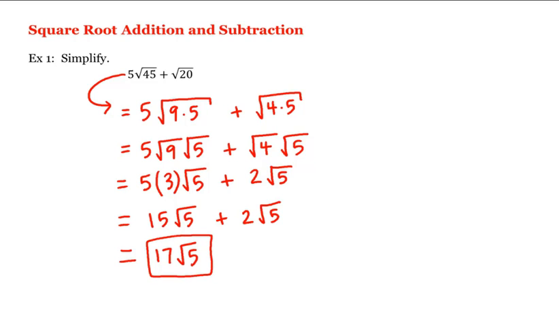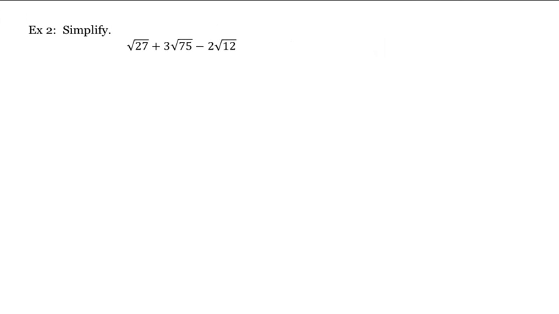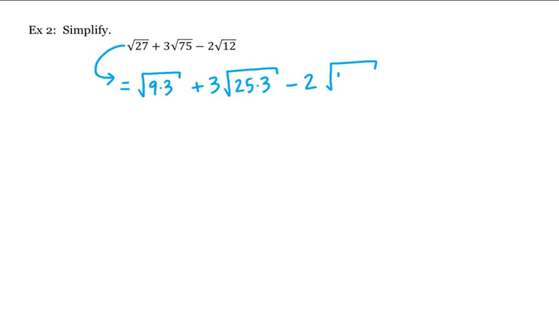All right, let's look at another example. Let's simplify this. Again, let's start off by simplifying each square root term by extracting all perfect squares. In other words, we can write 27 as 9 times 3, and 9 is a perfect square. And then we can write 75 as 25 times 3, and 25 is a perfect square. And finally, we can write 12 as 4 times 3, and 4 is a perfect square.